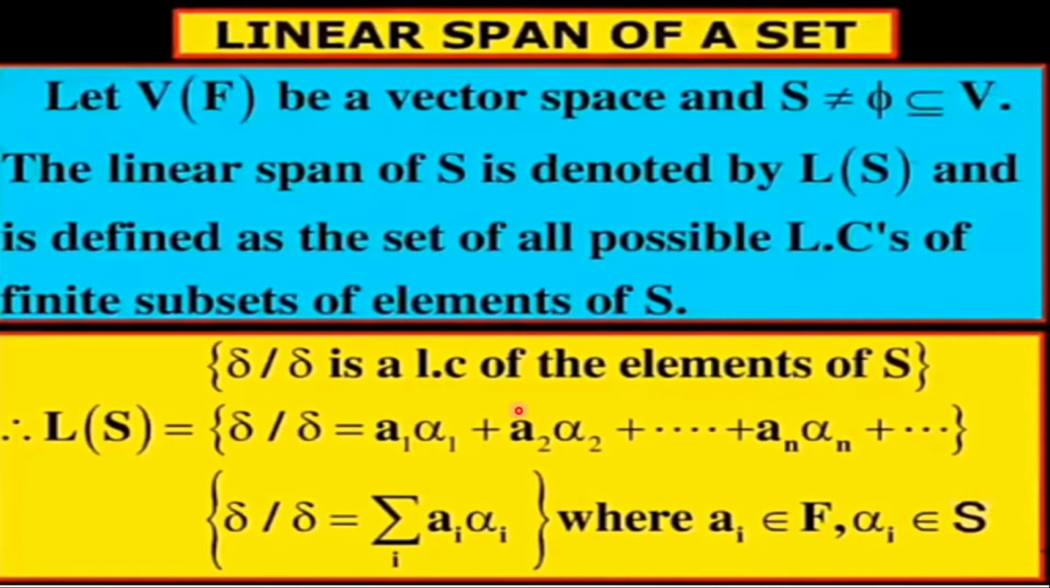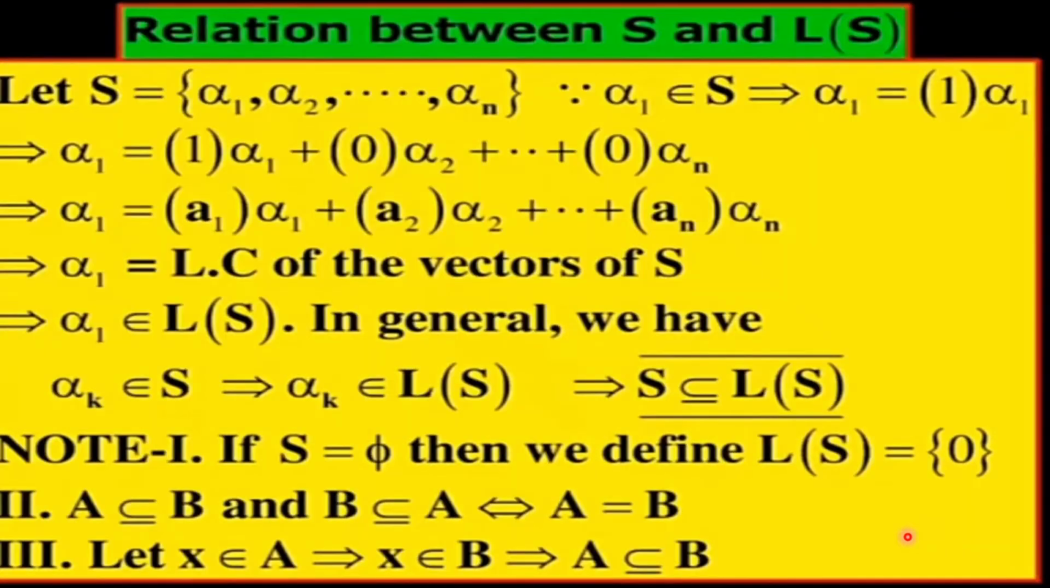That gives the set of delta such that delta is a linear combination, meaning a1 alpha 1 plus a2 alpha 2 plus and so on plus an alpha n plus and so on. That is equal to the set of delta such that delta equals sigma ai alpha i over i, where ai belongs to F and alpha i belongs to S.